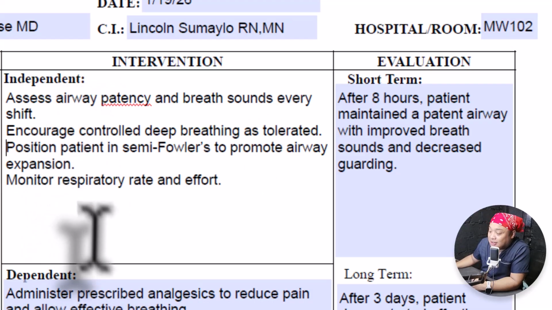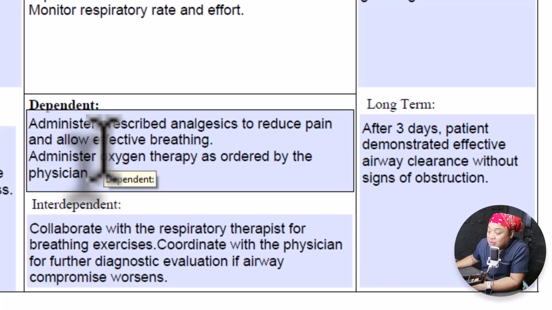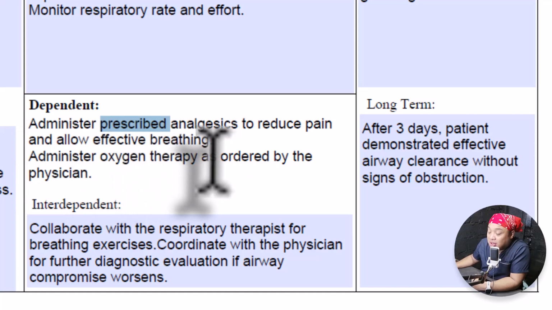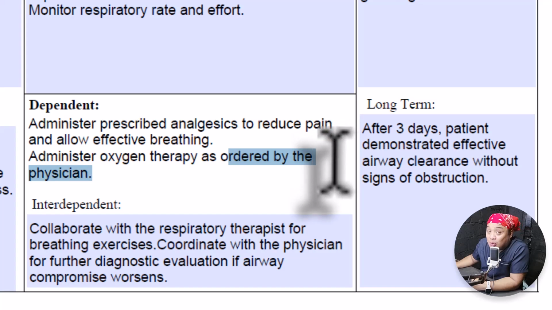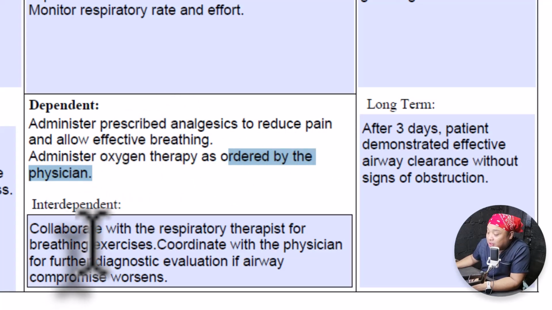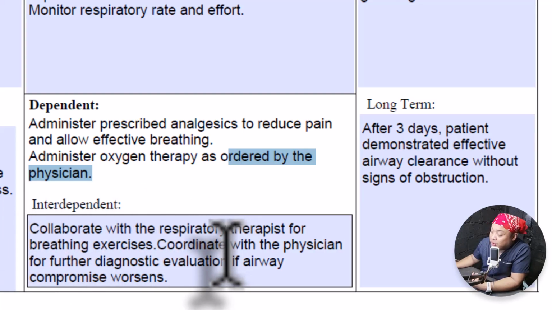So for the dependent, it's something a physician can do. Administer, prescribe analgesics to reduce pain. So you coin there, prescribe, coming from the physician. And of course, to allow effective breathing, administer oxygen therapy as ordered by the physician. So that is under dependent. Interdependent is we collaborate with other departments, such as collaborating with the respiratory therapist for breathing exercises, and coordinating with the physician for further diagnostic evaluation if the airway is compromised and worsened.